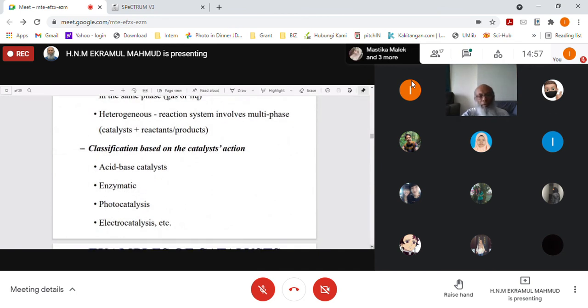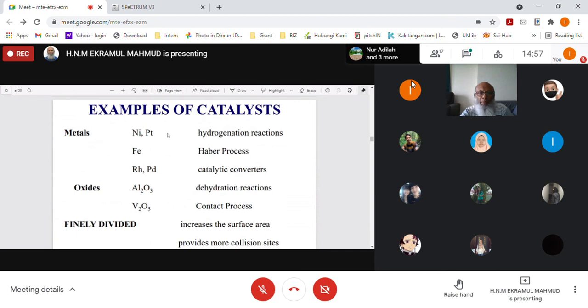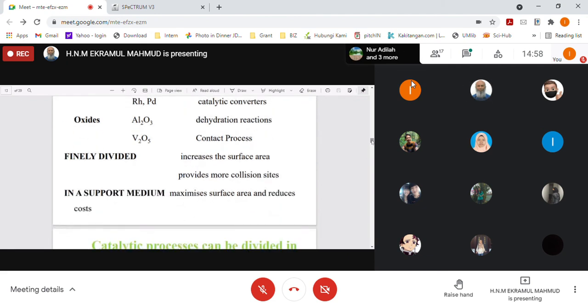Acid-base catalyst, enzymatic catalyst, photocatalysis, and electrocatalysis. Examples of these are nickel and platinum for hydrogenation reactions, iron for the Haber-Bosch process for ammonia production, right? Palladium for catalytic converters, rhodium also used together with platinum in the catalytic converter. If you look at it, you'll find platinum with rhodium, platinum with palladium. All these are bifunctional catalysts. Al2O3, alumina, is also used for dehydration reactions. Vanadium pentoxide is used for the contact process for sulfuric acid production. So all these are the applications of the catalysts.